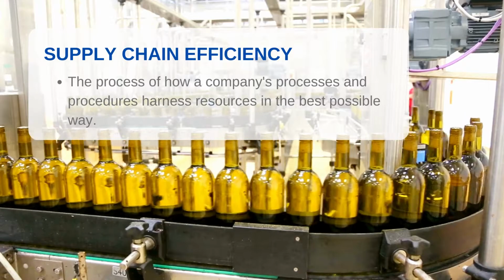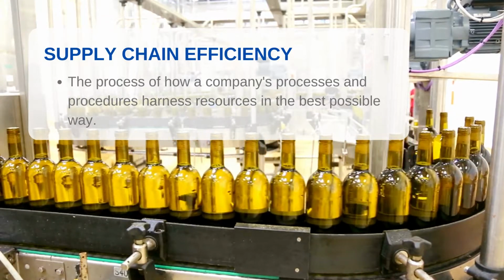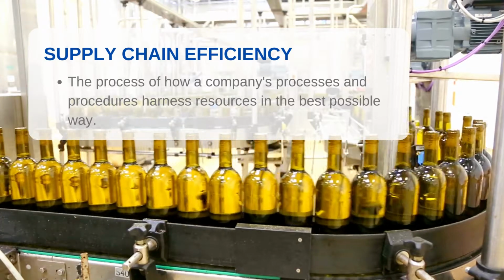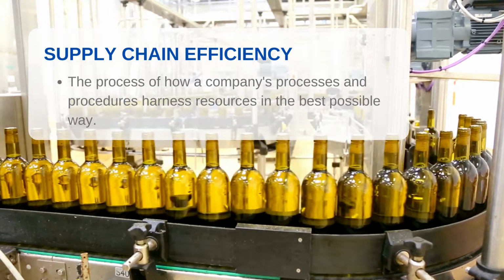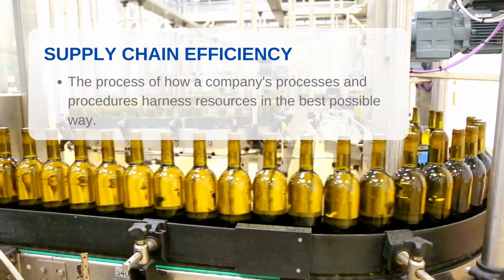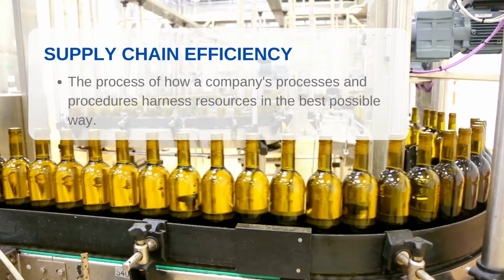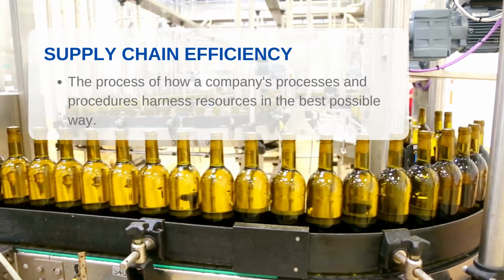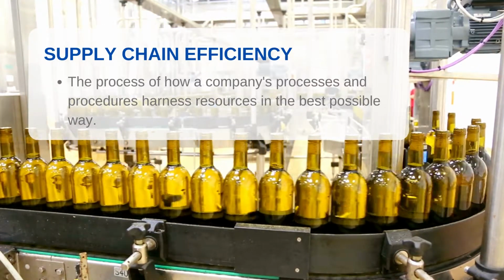Supply chain efficiency is a measure of how a company's processes and procedures harness resources in the best possible way. This could include many things such as financial, human, technological, or physical resources which could help improve the supply chain process. Let's review a few strategies of creating an efficient supply chain.